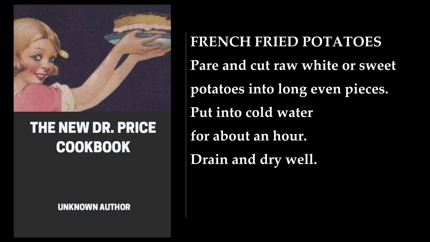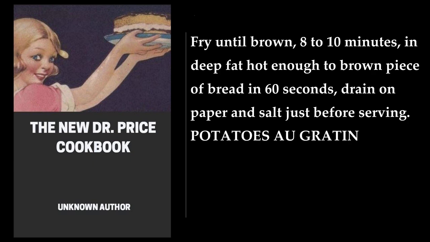French fried potatoes. Pare and cut raw white or sweet potatoes into long even pieces. Put into cold water for about 1 hour. Drain and dry well. Fry until brown, 8 to 10 minutes, in deep fat hot enough to brown a piece of bread in 60 seconds, drain on paper and salt just before serving.